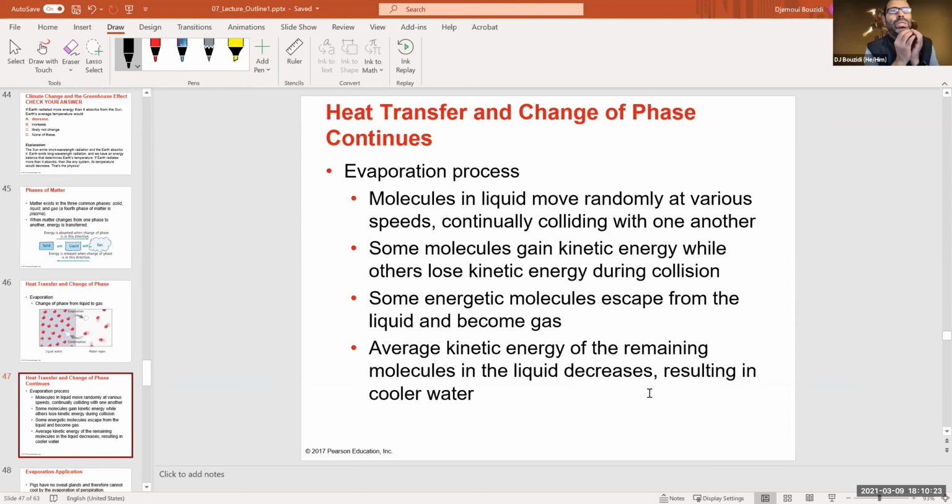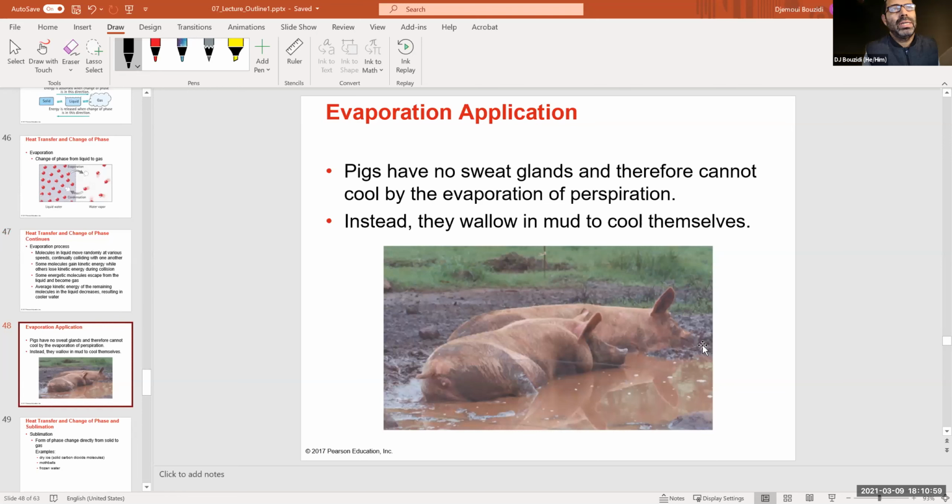The system went down in energy because that molecule escaped with whatever kinetic energy it has. And that's what animals do in general, humans too. So perspiration in this case is a way for you to cool down.